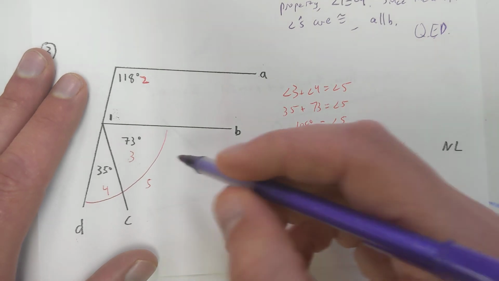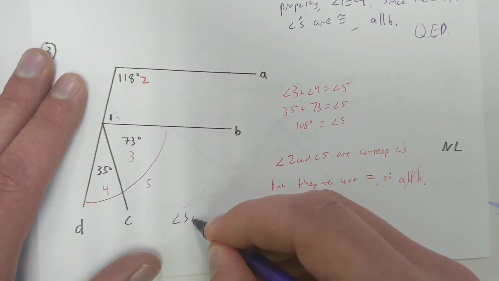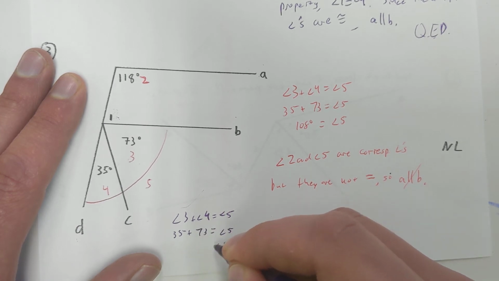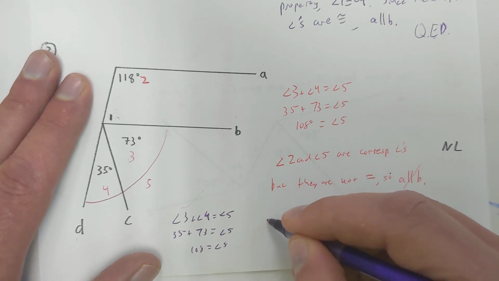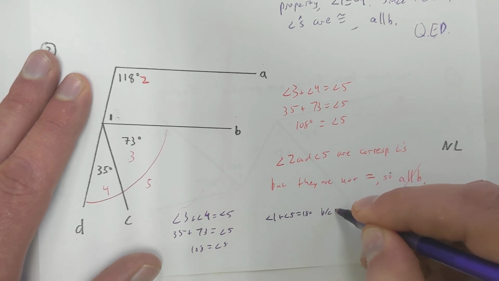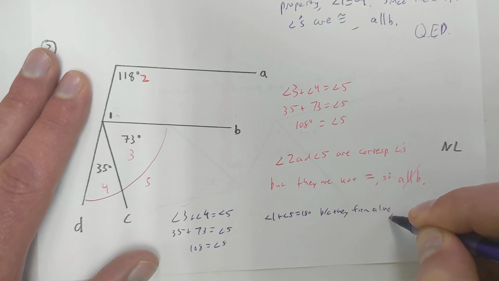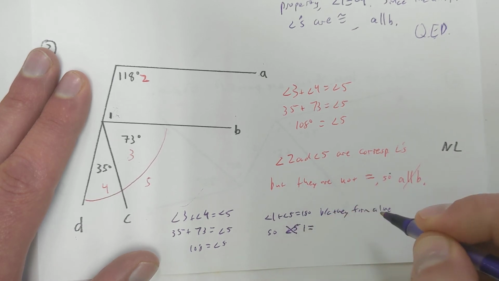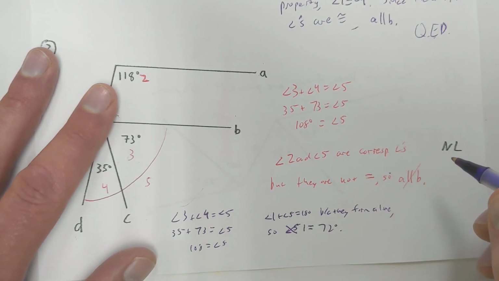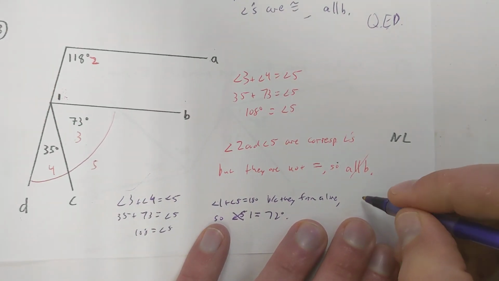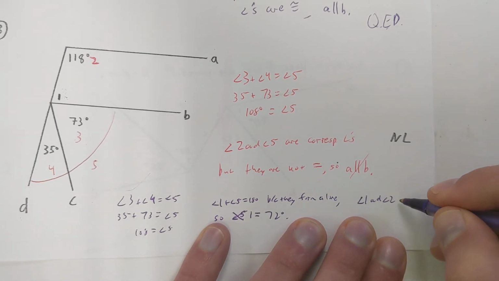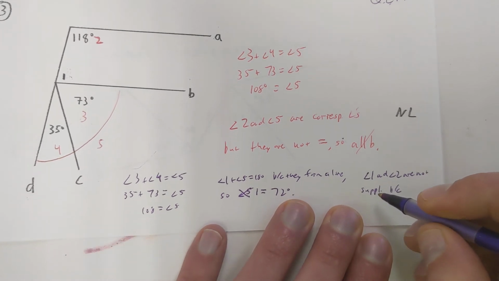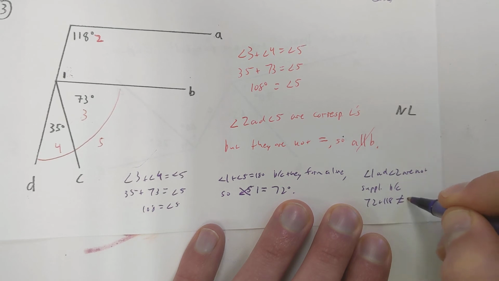All right, so the other way we can do this, let's start with the same thing. Angle 3 plus angle 4 is equal to angle 5. 35 plus 73 is angle 5, so angle 5 is 108. Angle 1 plus angle 5 is 180 because they form a line. So angle 1 has got to be equal to 72 degrees. And we come over here. Angle 1 and angle 2 are not supplementary because 72 plus 118 does not equal 180.